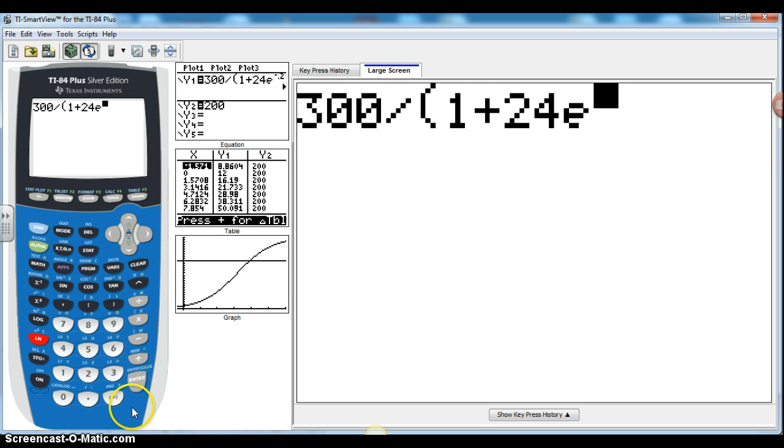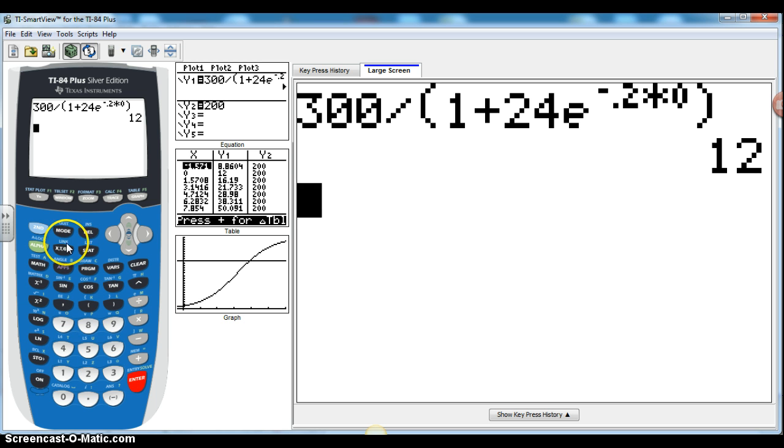And I'm going to raise e to the negative 0.2 times t power, but our t is initial, so our t is 0, so we're going to multiply that by 0, subbing 0 in for t. If I hit enter on this, we should get 12 students. So the next thing I'm going to do is go ahead and graph it.